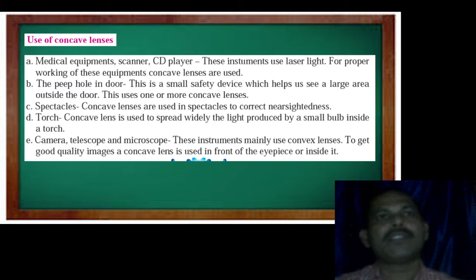In spectacles, concave lenses are used to correct nearsightedness. In a torch, we use a concave lens to spread light widely. In camera, telescope and microscope, we are also using concave lenses.